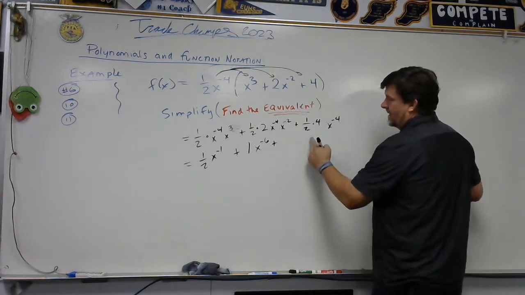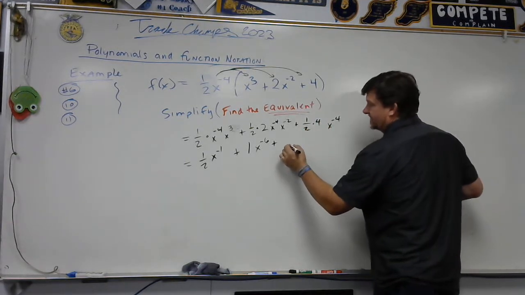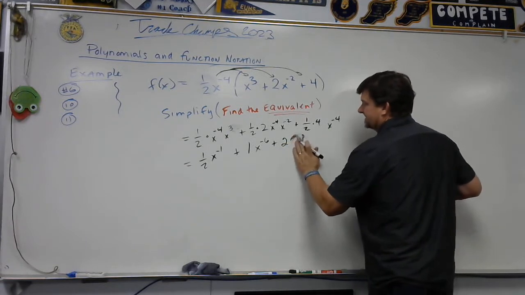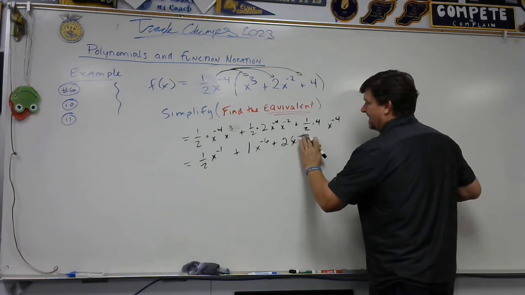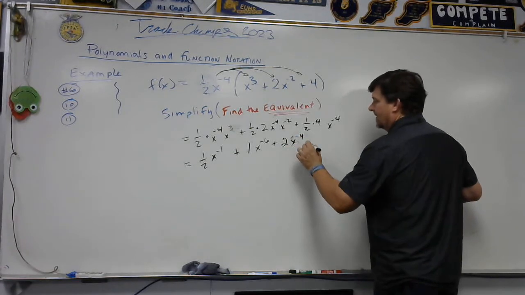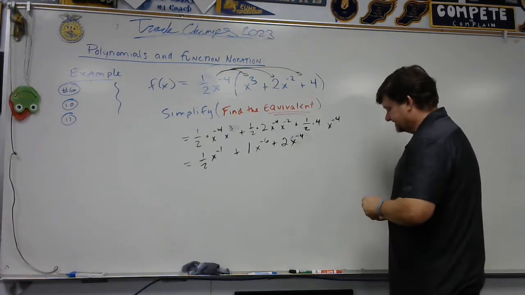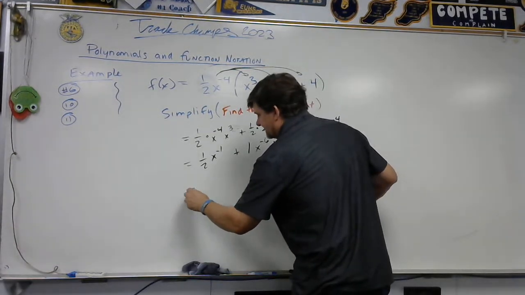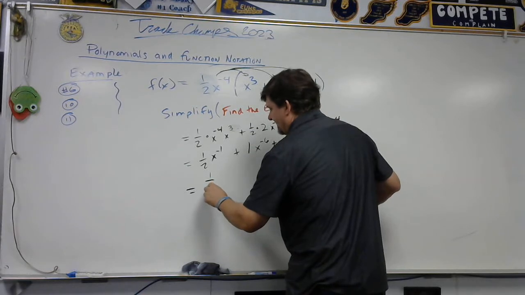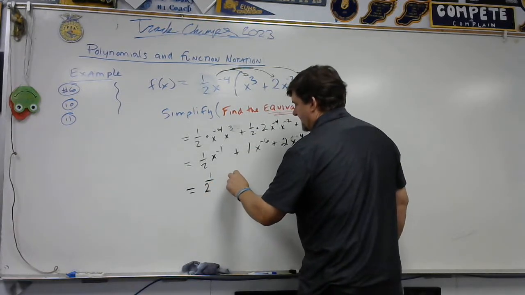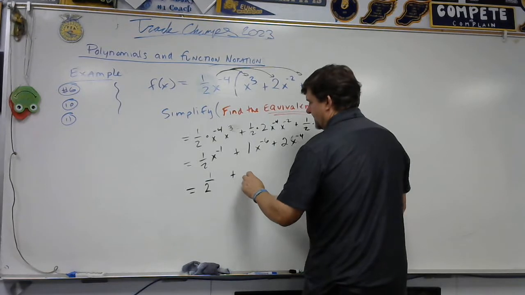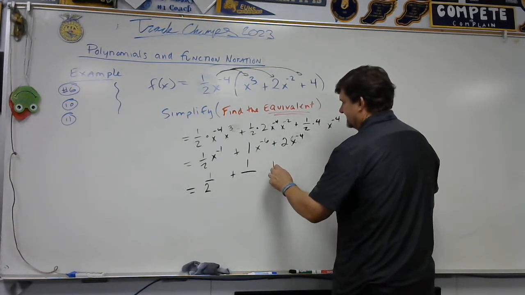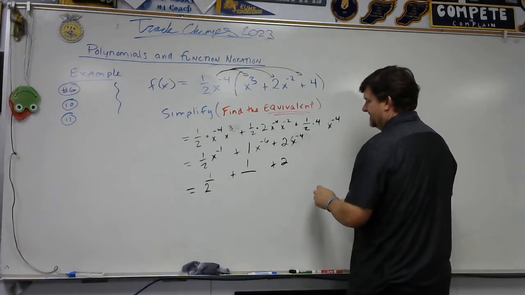Plus, right here, 1/2 of 4, which is going to be 2x to the negative 4th. Now, let's write this here. Negative 4. So now, here's my thing. I need to get rid of all these negative exponents. So, I'm going to do this. 1/2 plus 1, put that as a fraction, plus 2, we'll put that as a fraction.